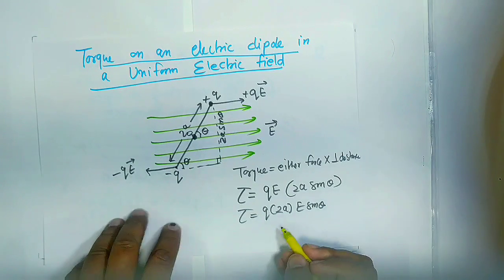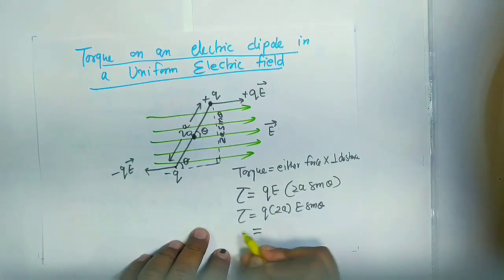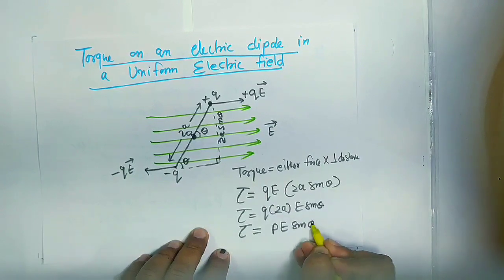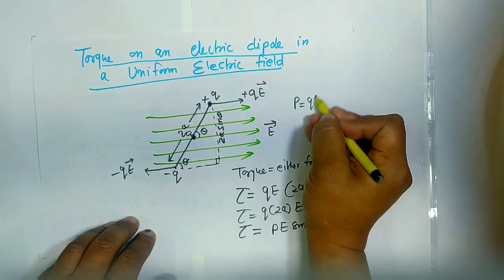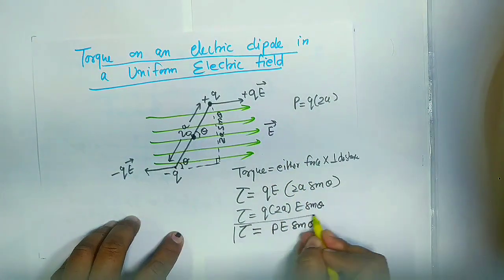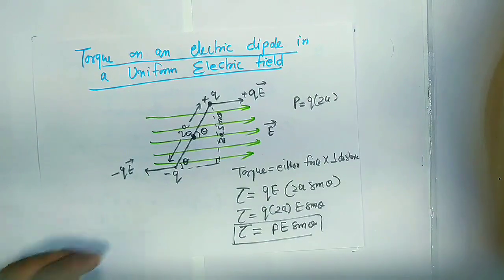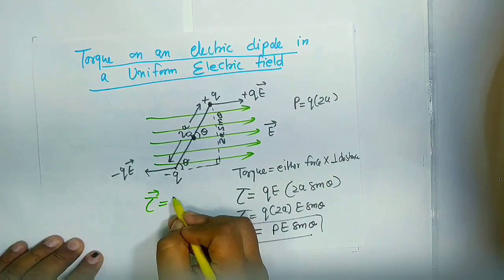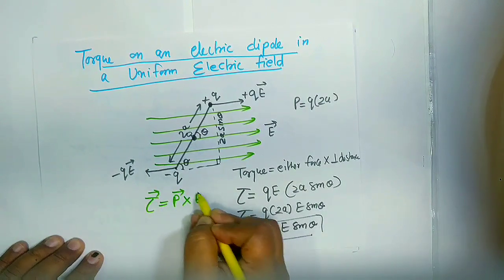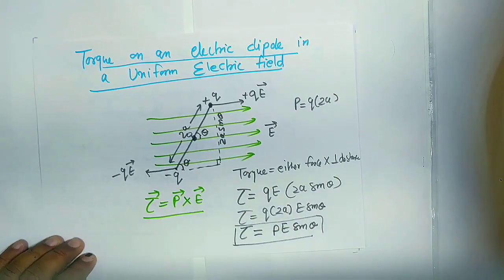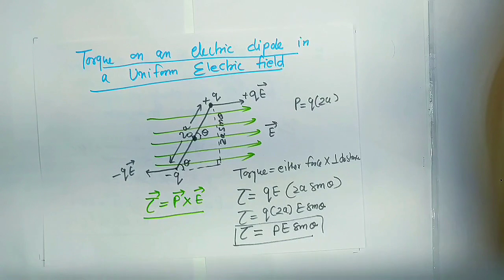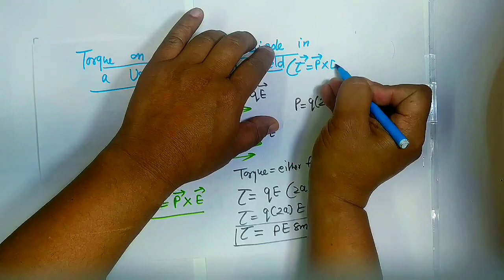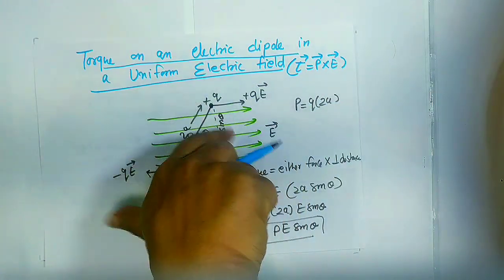Now can you tell me what is Q2a? Q2a is P, as we have discussed. We know that P is Q into 2a. So torque is PE sine theta. That means torque can also be written, as you know the cross product, as P cross E. So this is the torque. This is the derivation which is given in the paper also. How do you find the torque? Torque, remember, is P cross E. Cross product. It will rotate like this.